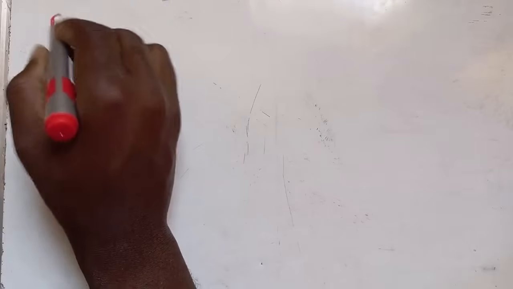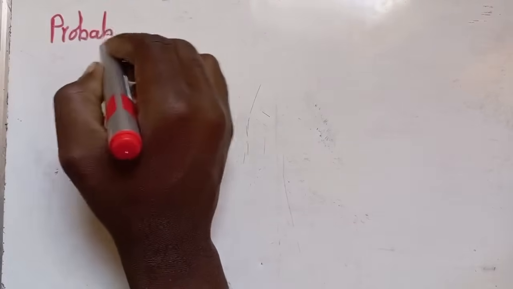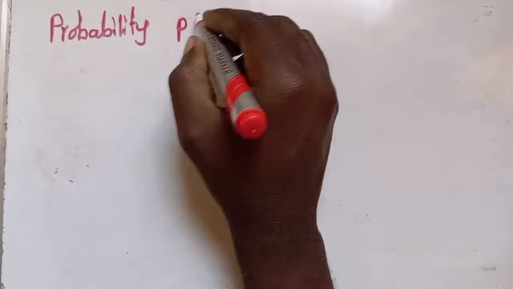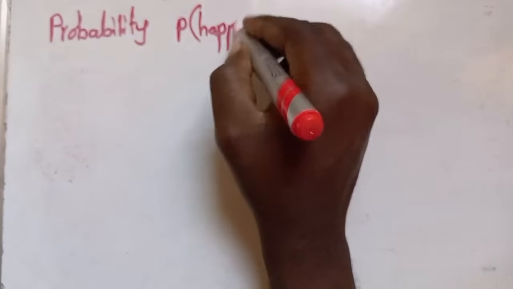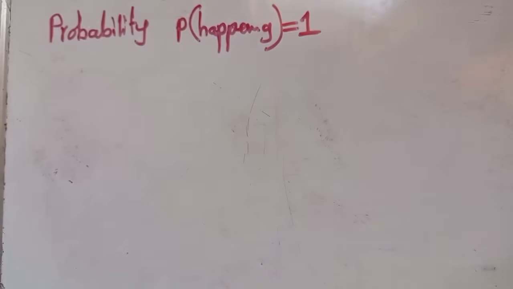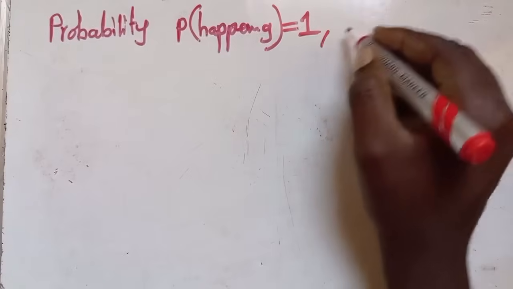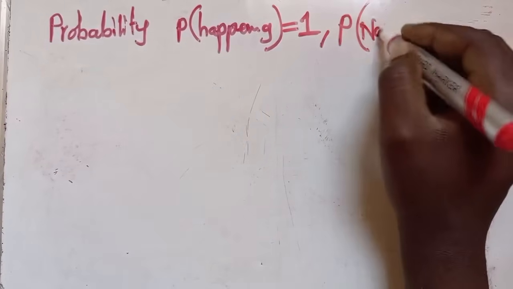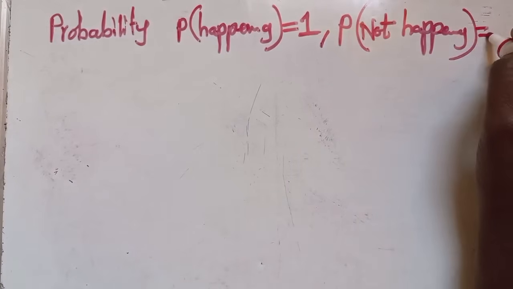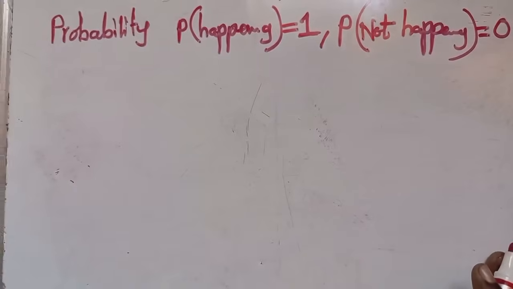First of all, when we are looking at this particular word called probability, you need to understand that probability is just the likelihood of events happening. So the probability of events that are happening is 1. And the probability of events not happening, if events are not happening, the probability is 0. So this is what you need to understand.